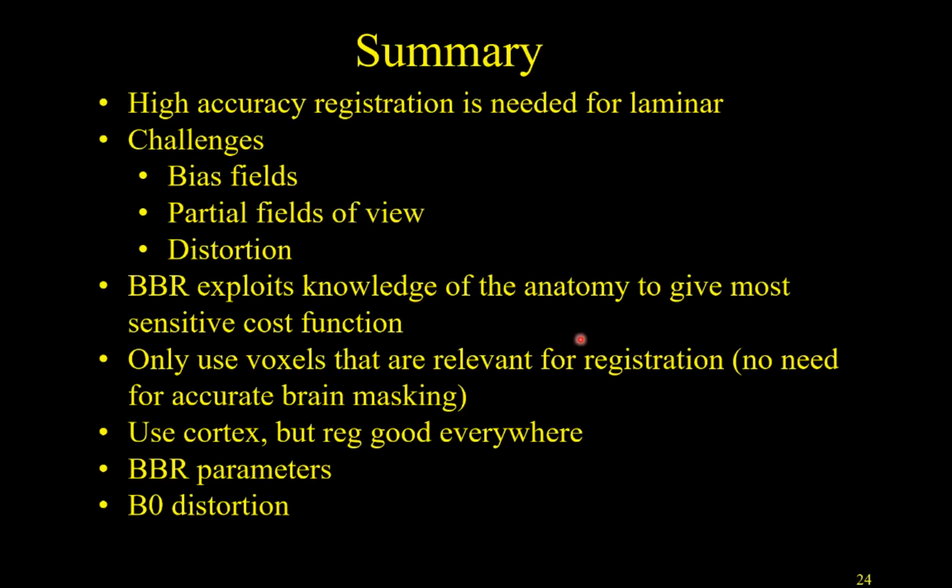And finally, you have B0 distortion, and the B0 distortion is a real thing. I know that Divya is going to talk about that this afternoon. But you can easily get 2, 3, 4 millimeters of shift due to B0 distortion, and that's easily enough to throw you way off of cortex in those regions. And you have this dropout, which becomes an inconsistency between the anatomical and the fMRI, and that will also throw things off. So that's all I have.